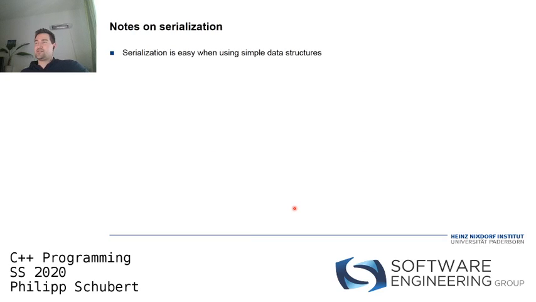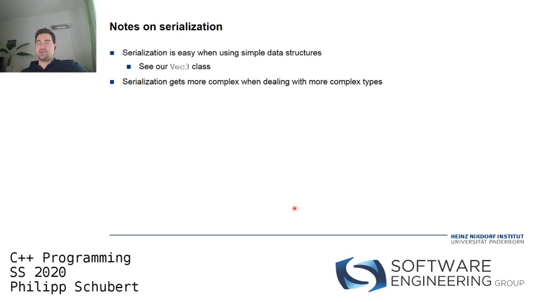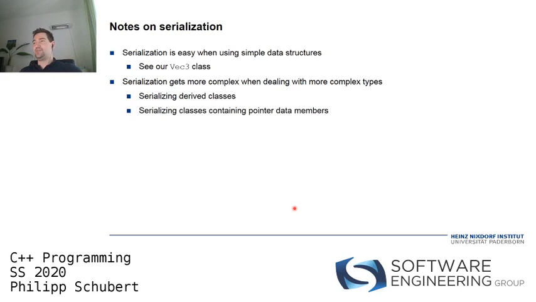Notes on serialization: it is easy when using simple data structures only. For instance, our vec3 was a very simple type. It gets much more complex if you have more complex types. So if you need to serialize derived classes in a type hierarchy, that might get a bit tricky. I mean, it's still possible, but it's just more effort to get it right. Also serializing classes that contain pointer data members or references, such as lists and graphs, can also be a bit tricky, but it's still possible, of course.